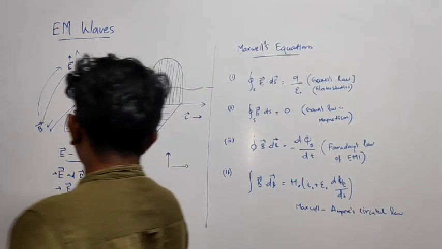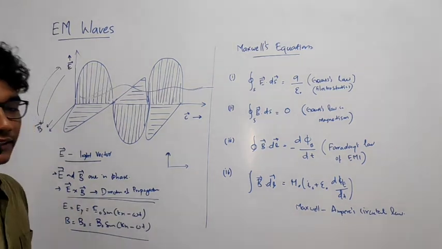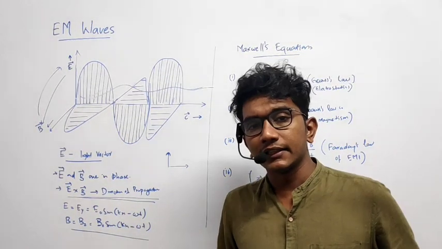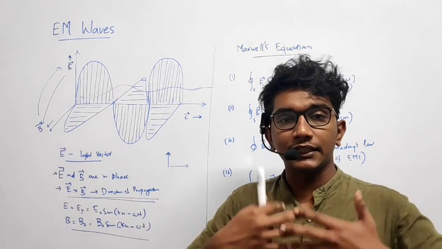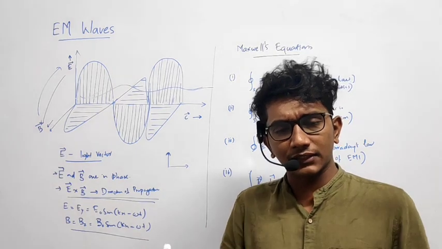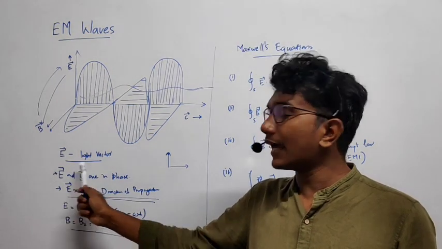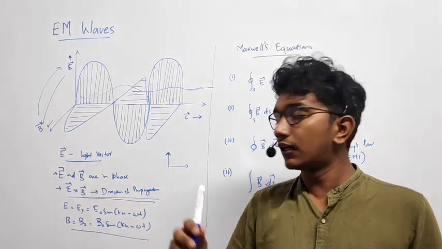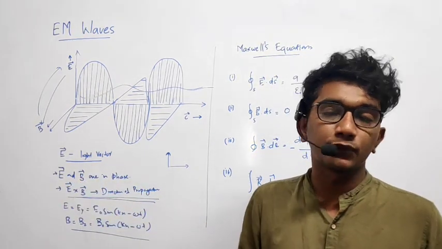Again, electric field and magnetic field are in phase. Okay, so we have learned about waves, right? So in waves, what is in phase, out of phase, or the phase difference is this much. So here E and B are in the same phase. They are in phase, or there is no phase difference between them.